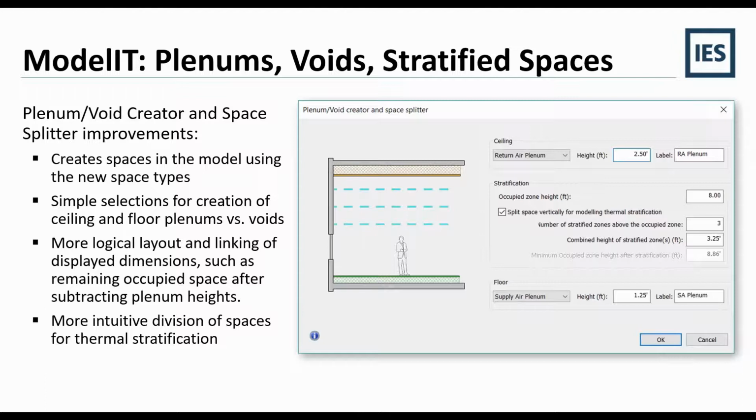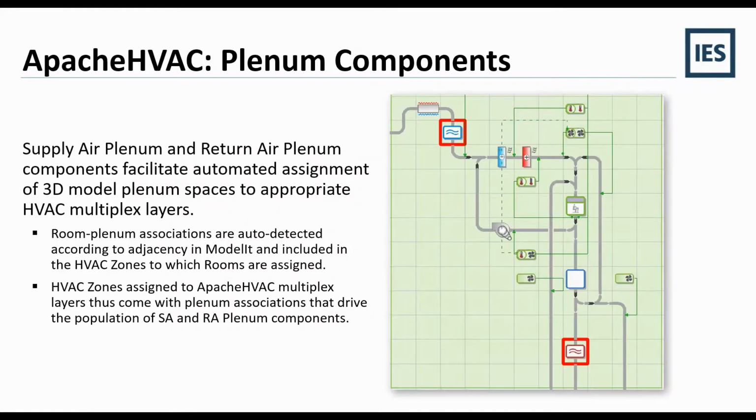The other aspect is Plenums. There's been a big improvement here. There's been a lot of development around Plenum voids and stratified spaces, making it more user-friendly and more intuitive to use. Again, automated assignment of thermal templates makes it more efficient to use. And of course, if you're drawing that, then that's great, but also you want to be able to reflect that within Apache HVAC. So we have smart Plenum components within HVAC. Again, it really minimizes the time and effort when dealing with Plenums within your calculations.